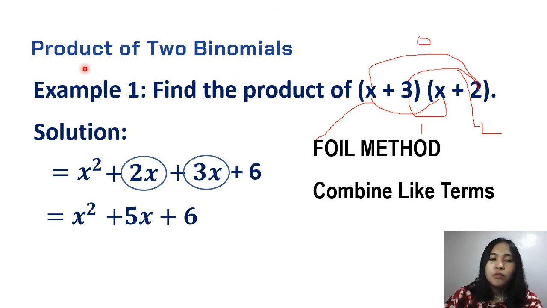So, in solving the product of two binomials, what we're going to do is use the FOIL method, the first, outer, inner, and last method, and always find and combine like terms. When you combine like terms, you solve them: do you add or subtract? After that, you have to simplify the answer. So, now, if we're going to find the product of x plus 3 times x plus 2, we have here x squared plus 5x plus 6. That is how we solve two binomials.